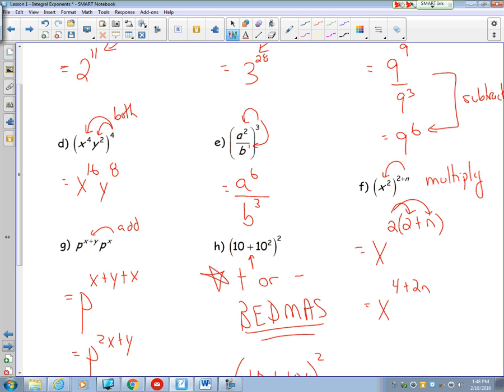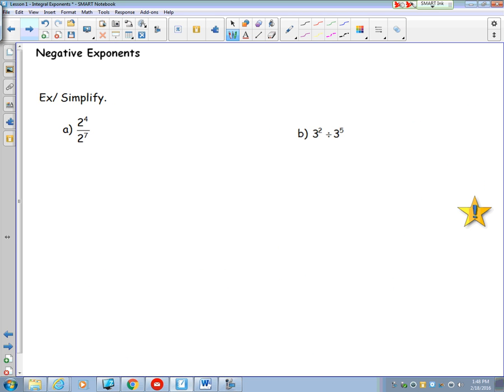Okay, new rule for today. We're going to learn something new, negative exponents. Negative exponents can come up when we simplify things. For instance, this first one here, I end up with 2 to the 4. I'm supposed to subtract the 2 to the 7, because that's what my rule says. So I end up with 2 to the negative 3, which is great, but we don't like working with negative exponents. Negative exponents are messy things to work with, so we need to fix this.